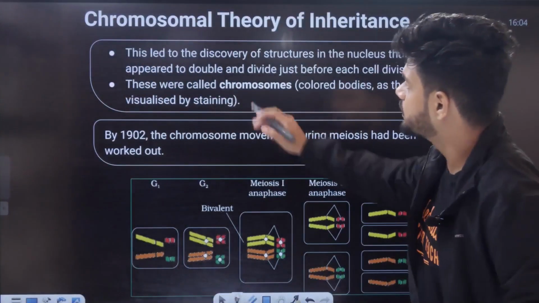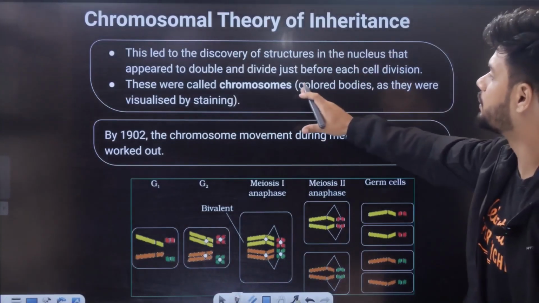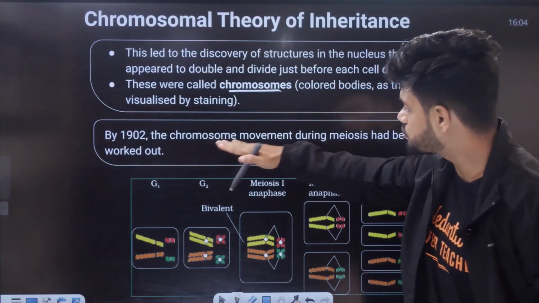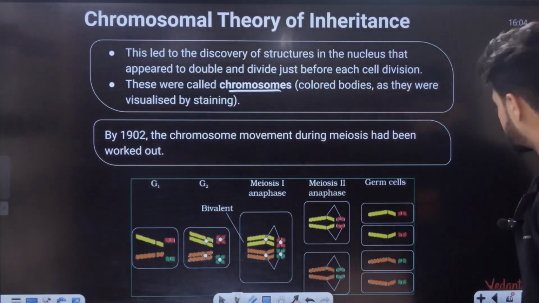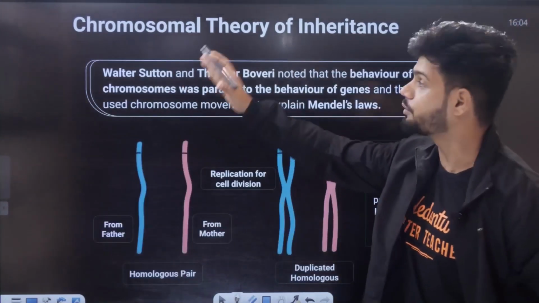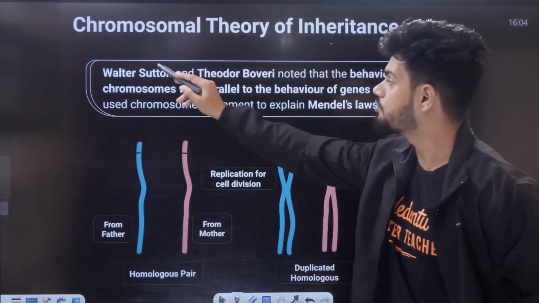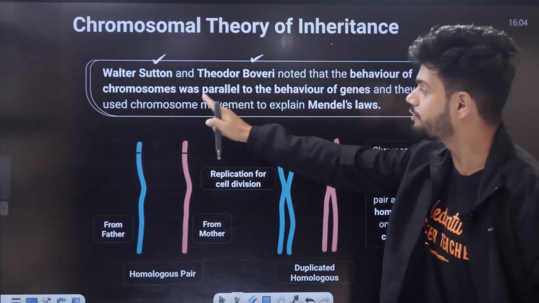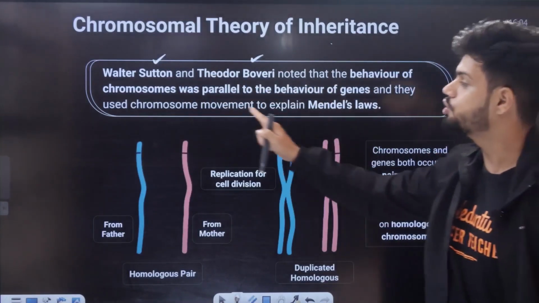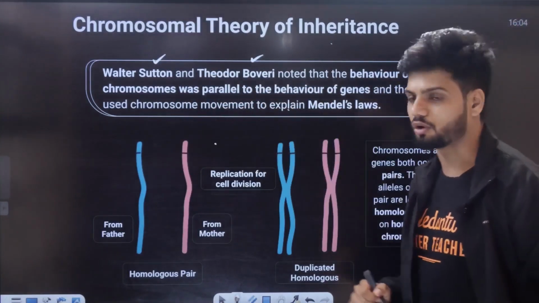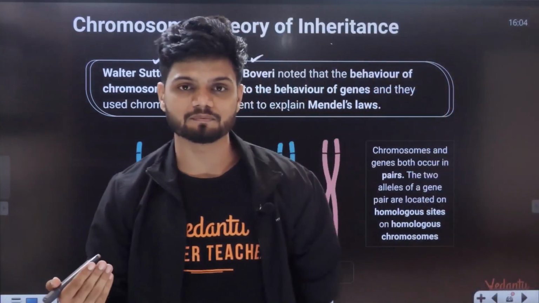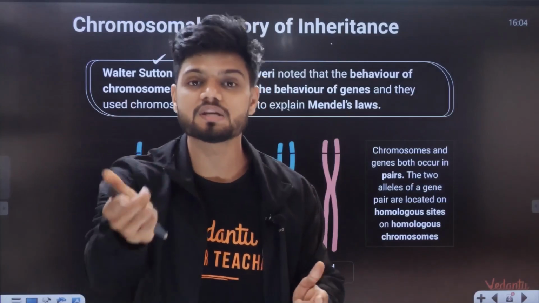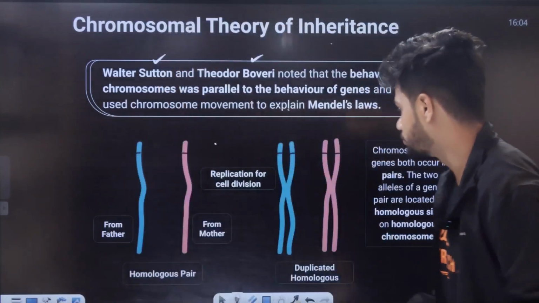Okay, this led to the discovery of structural genes in the nucleus that appear to double and divide before cell division. They are called chromosomes. The chromosome movement during meiosis had been worked out. And students, note this: the chromosomal theory of inheritance was given by Walter Sutton and Theodore Boveri. They noted that the behavior of chromosomes was parallel to the behavior of genes, and they used chromosome movement to explain Mendel's law. If I can explain how the chromosomes are moving and segregating, I can also explain how genes are moving.